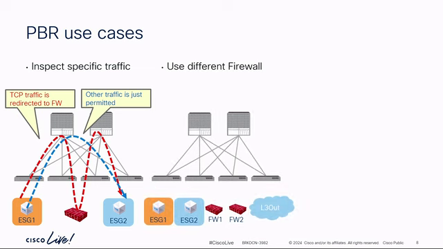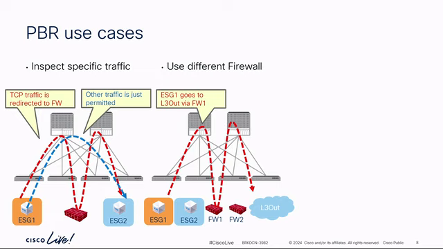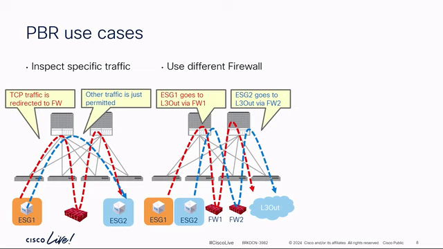The next example is source-based redirection. Let's say you have a shared external EPG where multiple internal EPGs or ESGs are going to talk to the external network. So destination is the same, but based on source, you want to insert a different firewall. Then you can create a contract 1 between ESG1 and the external EPG. The action is redirect traffic to firewall 1. You can create another contract to redirect traffic to firewall 2. So this is a source-based PBR use case.